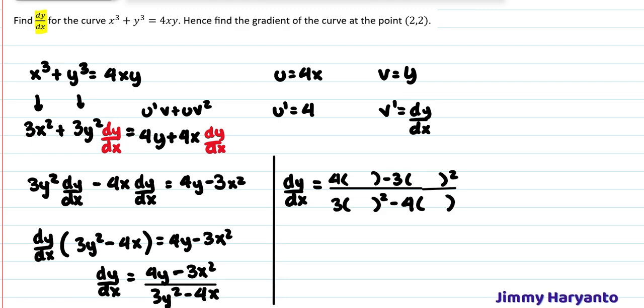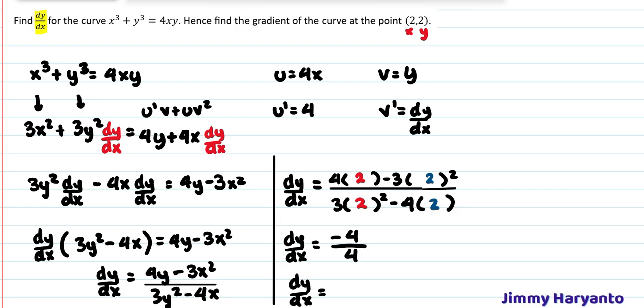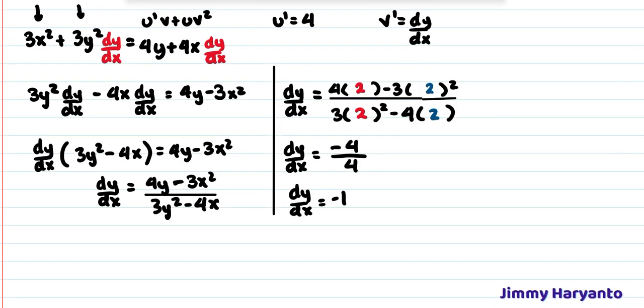4y minus 3x squared, and then over 3y squared minus 4x. Let's input the x and y. This is the x, this is the y. So y equals 2 like this, and x equals 2 also. Okay, let's calculate this. So dy over dx equals 8 minus 12 equals negative 4. This one is 12 minus 8 equals 4. So dy over dx equals negative 1. And that's it. This is the gradient.